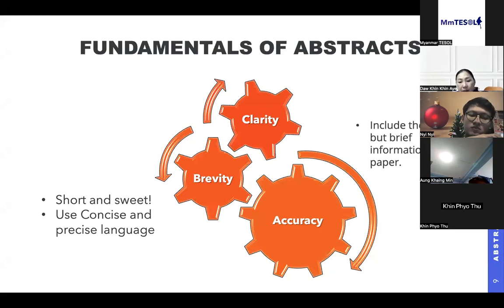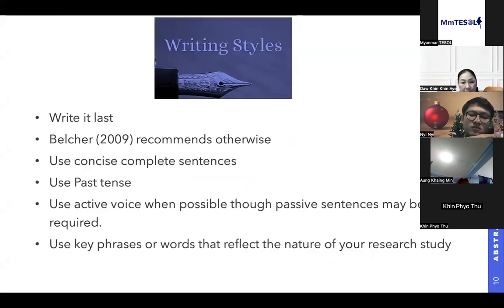Okay? Next, please. Now, writing style, as I mentioned to you, write it last. Bletcher recommends otherwise. He would recommend us to write the abstract first, but I don't like it. For us, I think after we have done with everything, then we can have the whole picture. Only then we can write an abstract, okay?